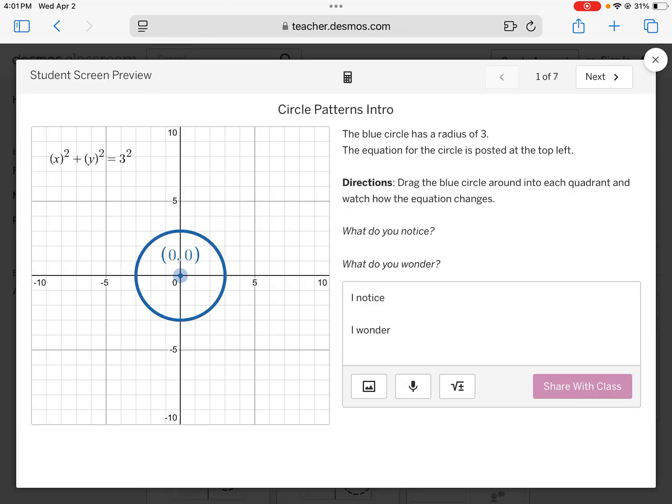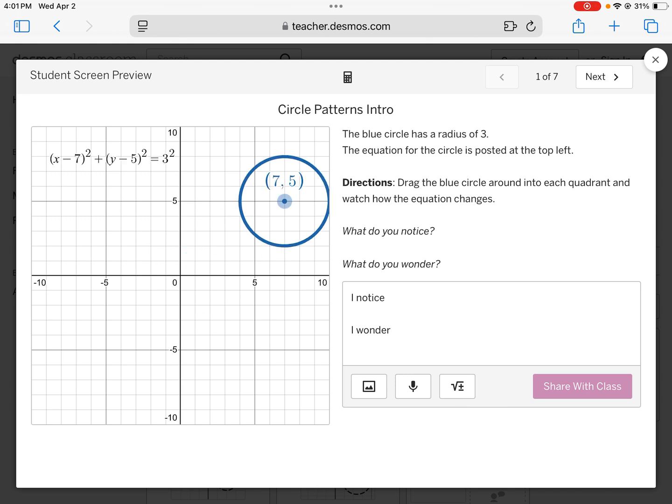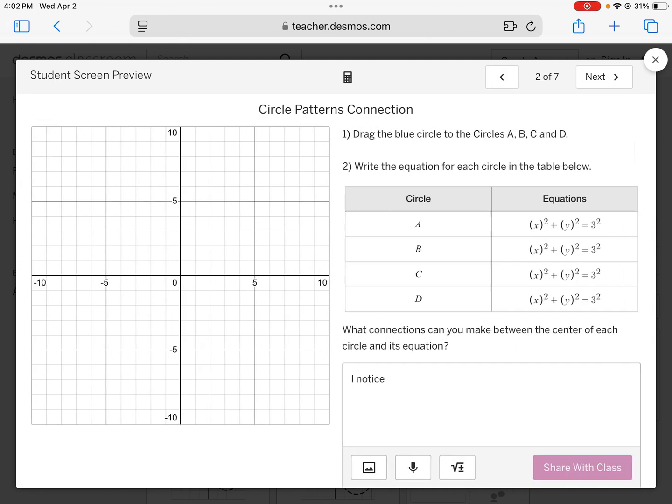So the equation for, so it's 0, 0. Drag the blue circle around, watch how it changes. So if I drag, so 5, 7 equals minus 7 minus 5. Negative 6, 5, negative 7, 2, plus 7 minus 2. Plus 6 plus 5, minus 6 plus 5. So what is happening here as you drag that around? You notice, you wonder, you're typing it in.